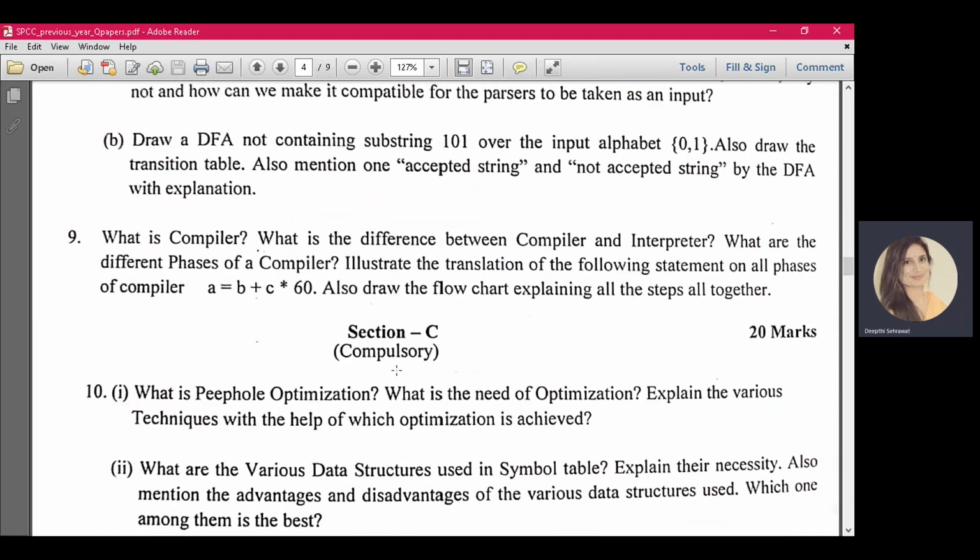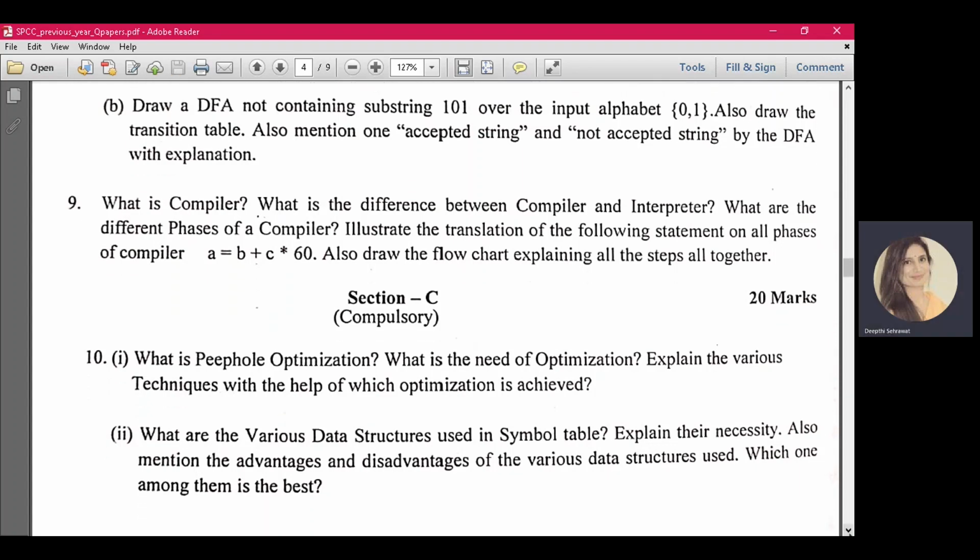In 9th question, you have to explain what is a compiler, and you have to explain the difference between compiler and interpreter, and then you need to explain all the phases of the compiler by using this given expression, and in the end you need to also draw the flow chart which explains all the steps in brief.